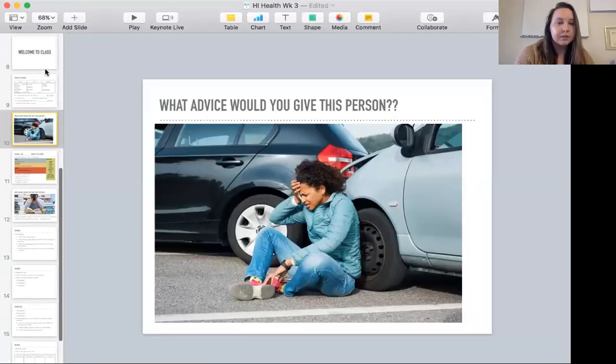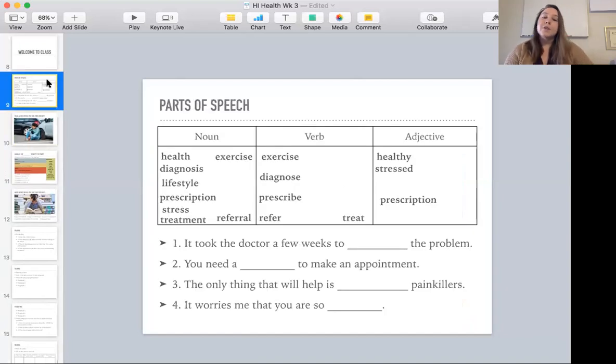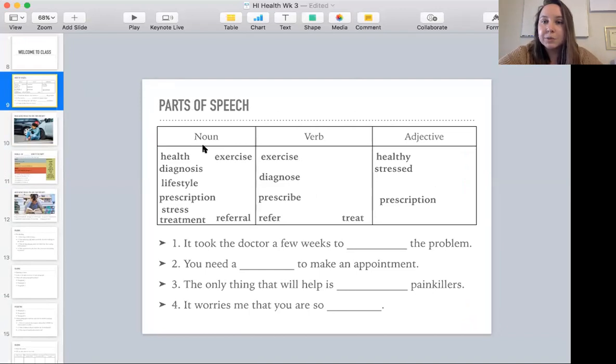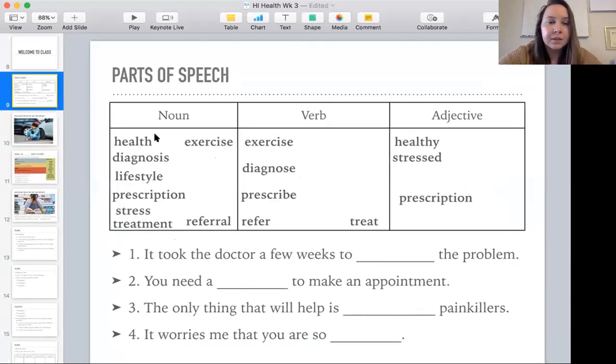All right, so the first thing we did was review some parts of speech. We started this earlier this week, so hopefully you remember this. Our nouns are things like people, places, and things. Verbs are action words, and adjectives are our descriptive words. So today we took some time and looked through some of our vocabulary words to see where they fit. We have a lot of nouns in this set of vocabulary.